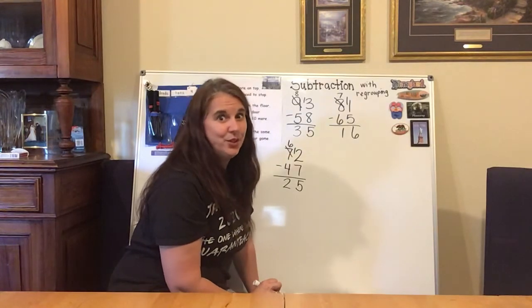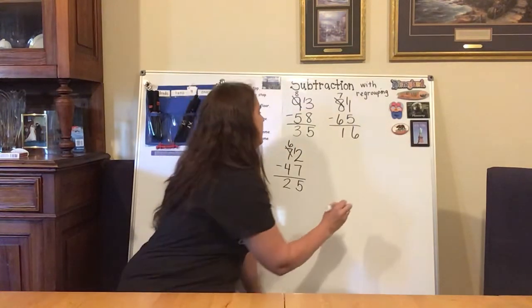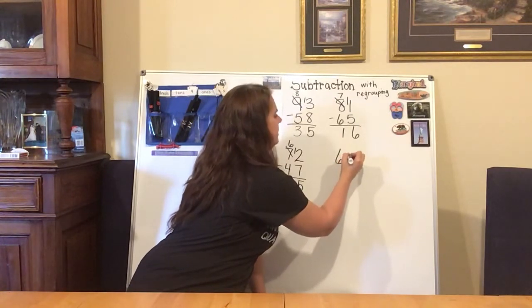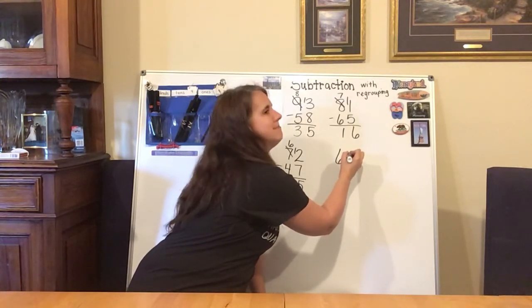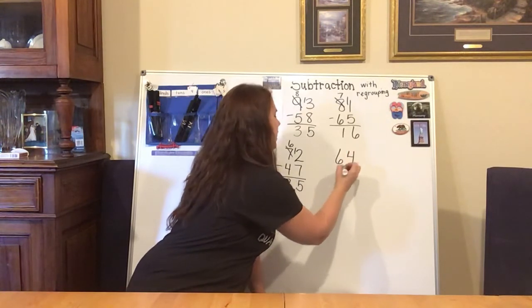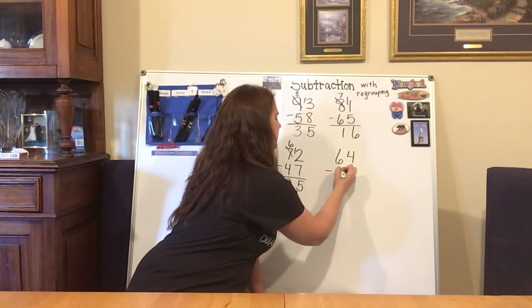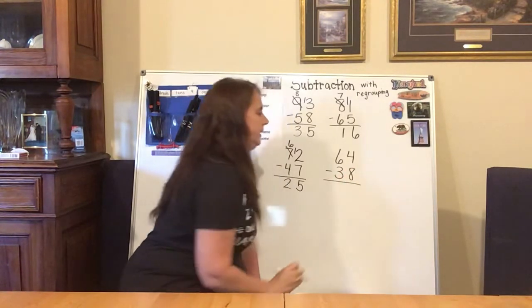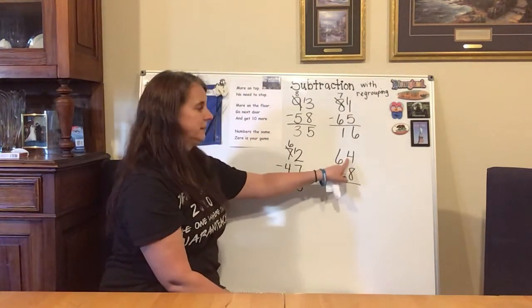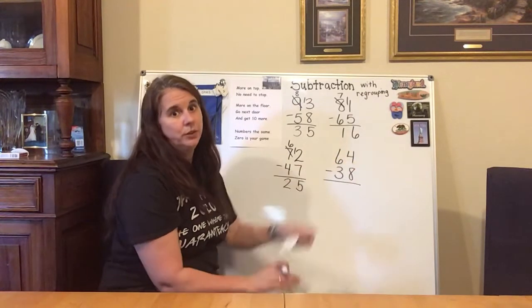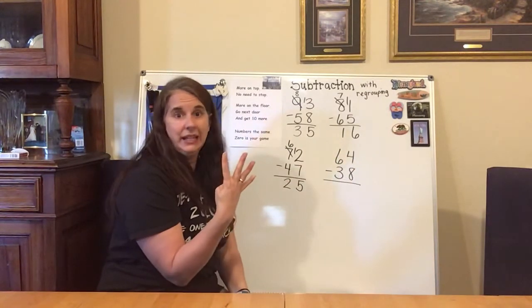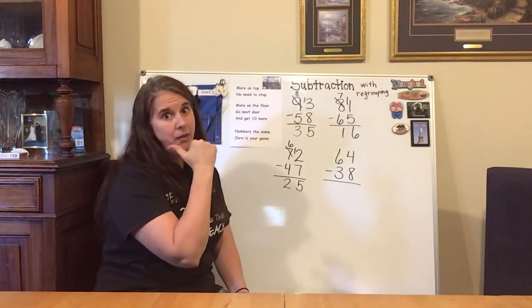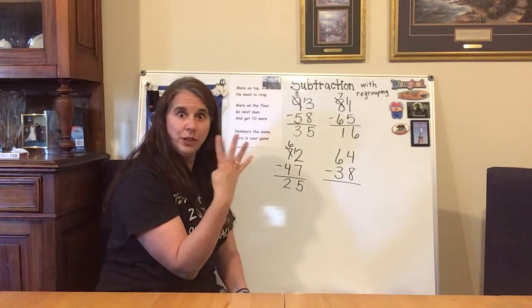All right, last one. Here we go. You're doing so great at these. All right, here we go. Let's do 64 take away 38. All right. Again, 4. We only have 4. We can't take 8 away. There's more on the floor, so we need to go next door to our neighbor, because we can't take 8 when we only have 4.